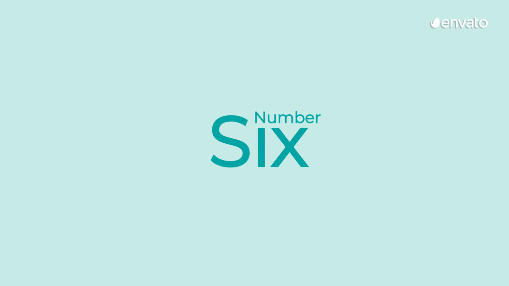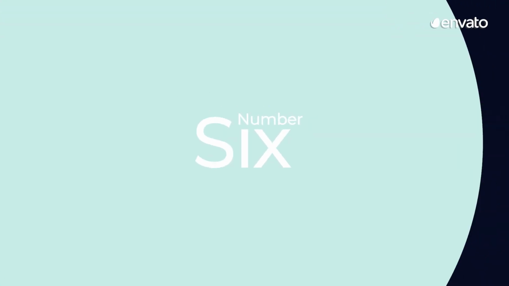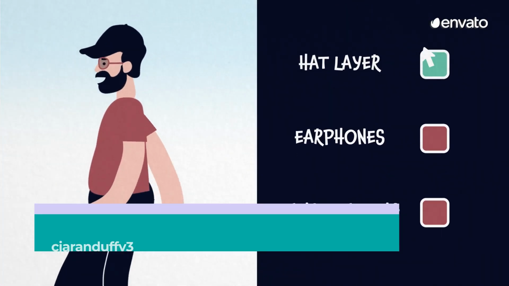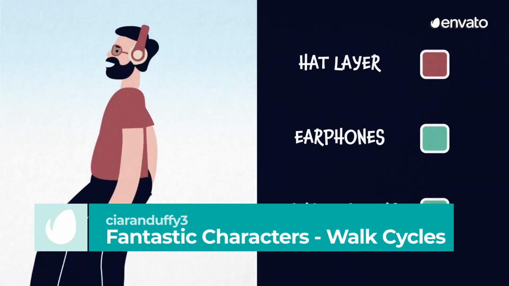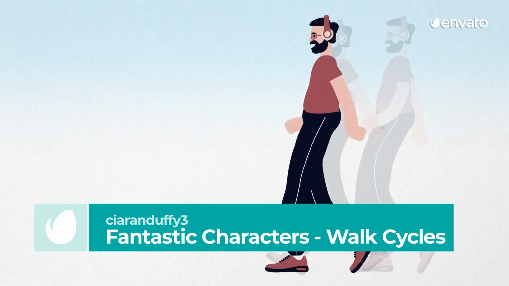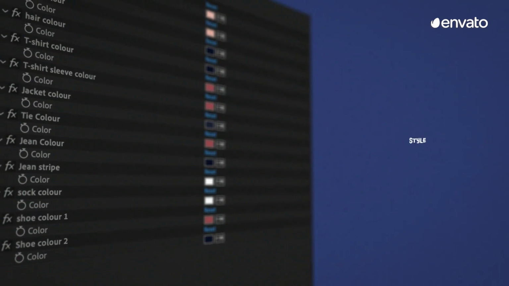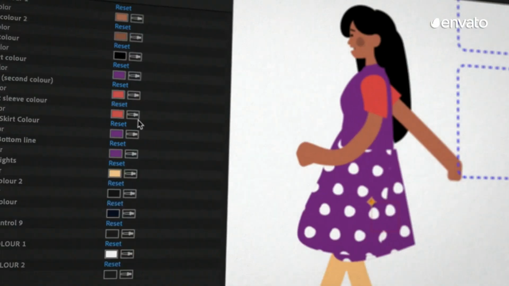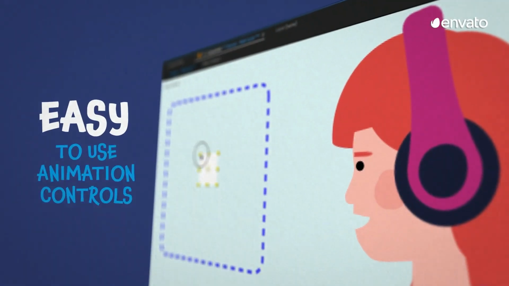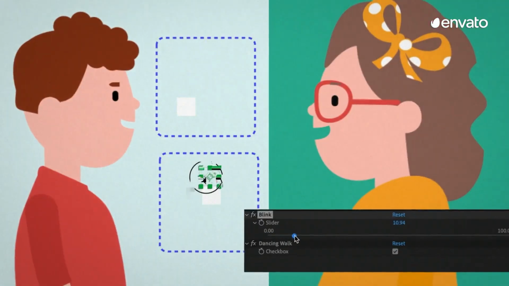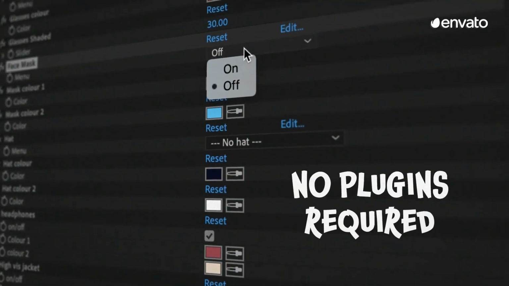Number 6. Fantastic Characters Walk Cycles by Kieran Duffy 3. Use this character animation kit to build custom characters of all ages, genders, races, and other defining features. Simple controls allow you to modify their look. Watch them happily stroll across the screen when you've finished your edits.